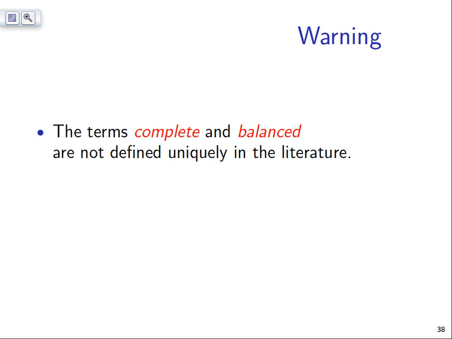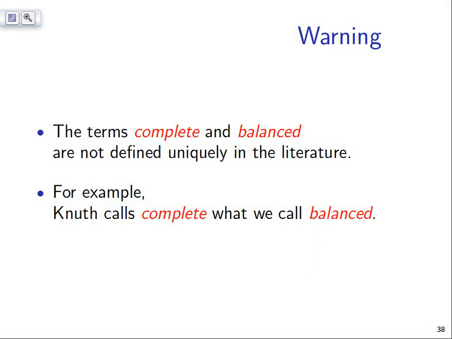And yes, the way I'm using complete and balanced is not standard, because the literature is simply not standard. If you look for balance, you get a number of different definitions of what balance means, and sometimes complete is called perfect, so there's no uniform terminology here. I'm using a particular one. What Knuth calls complete, we call balanced.